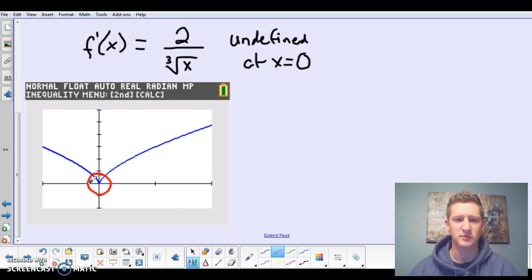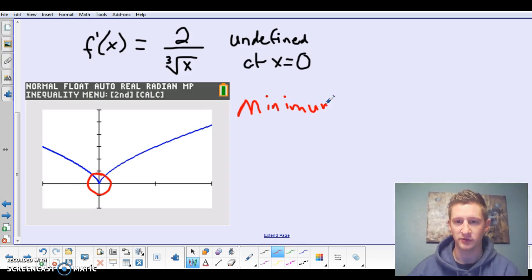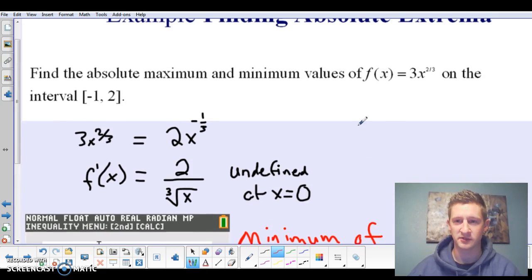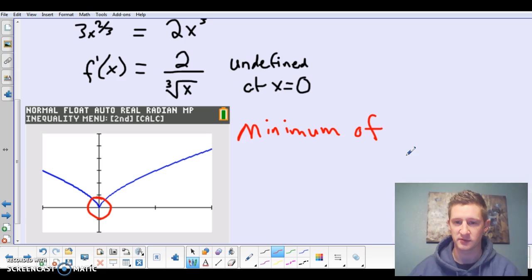And that should make sense too because this looks like a cusp. So obviously our derivative is undefined at any cusp. One thing to do is, looking at the graph, I'm confident that that is a minimum, absolute at that. So I will just make a little note that there's a minimum of, and then I plug in 0 into the original function. Well, 0 to a power times 3 is going to be 0. So minimum of 0 at x equals 0 is how I'd write that down.